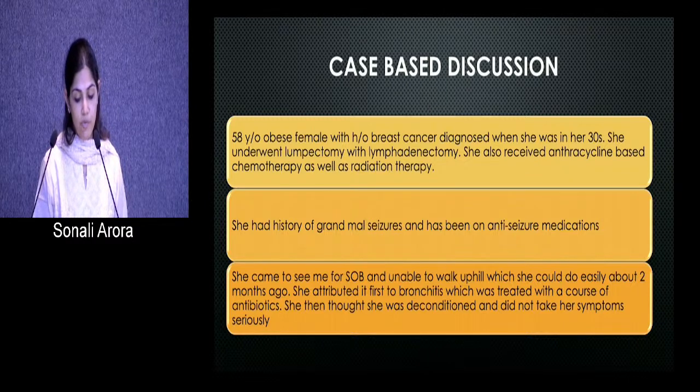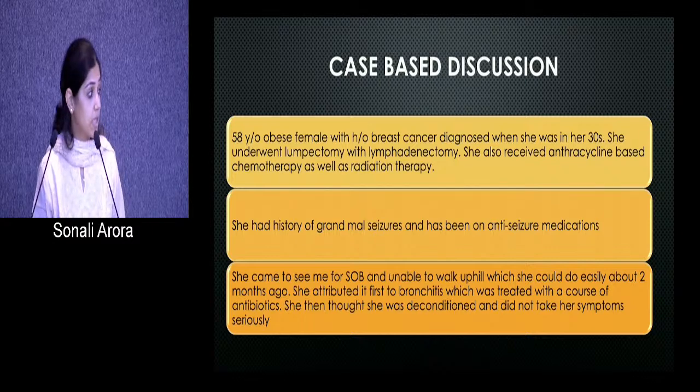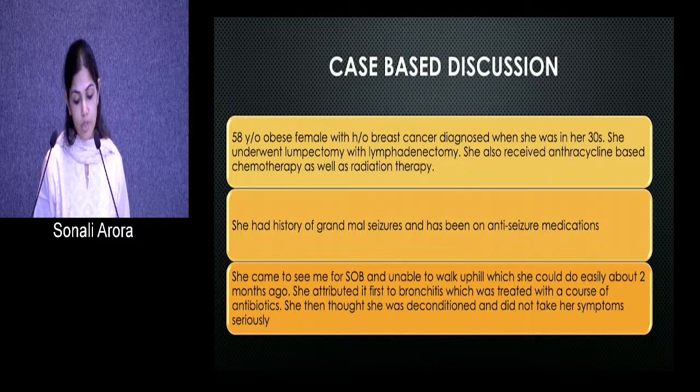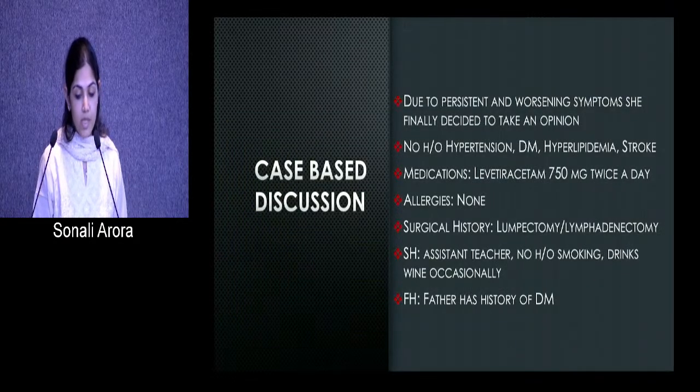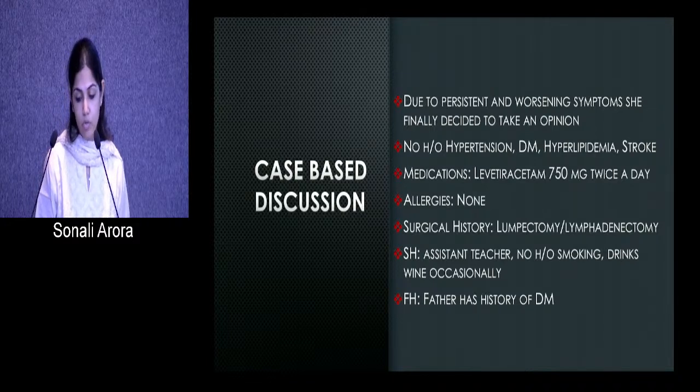She came to see me for shortness of breath and being unable to walk uphill, which she could do easily about 2 months ago. She attributed it first to bronchitis, which was treated with a course of antibiotics. She then thought she was deconditioned and did not take her symptoms seriously. Due to persistent and worsening symptoms, she finally decided to take an opinion. She did not have history of hypertension, diabetes, stroke, or hyperlipidemia.